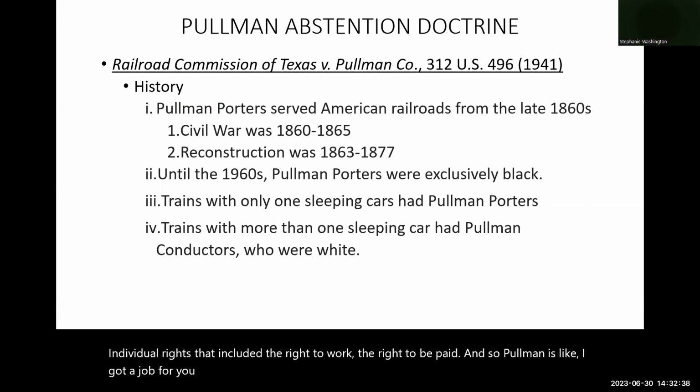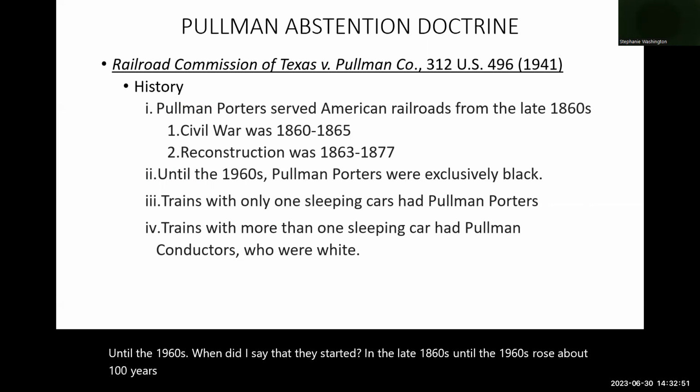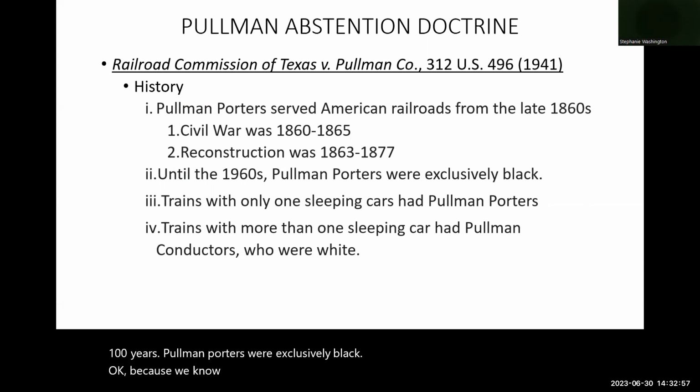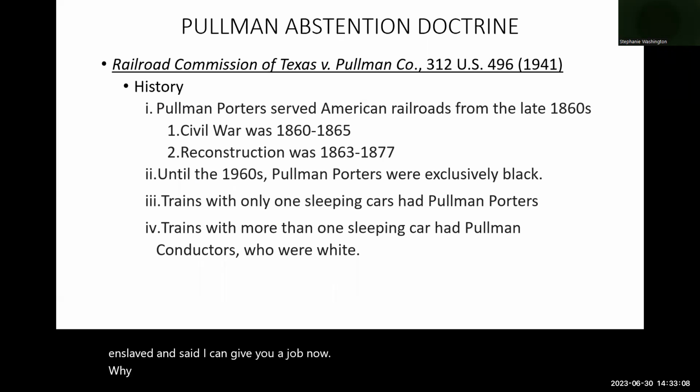Here we go. Until the 1960s, when did I say that they started? They started in the late 1860s. Until the 1960s, so about 100 years, Pullman porters were exclusively Black. Okay, because we know that Mr. Pullman sought out people who had previously been enslaved and said, I can give you a job. Now, why does any of this matter?